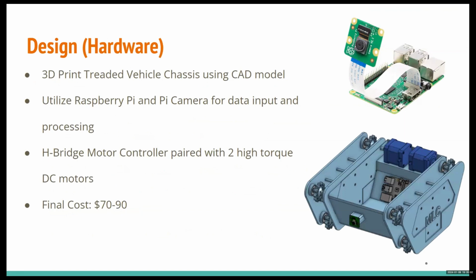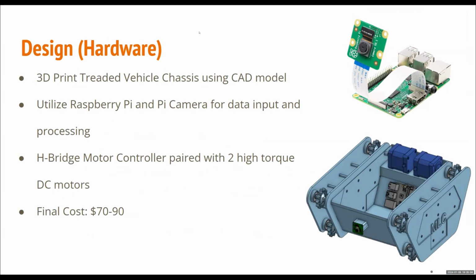Okay, so the current design that we have planned out for the hardware of this project is to use a treaded vehicle. So far we have CAD modeled our treaded vehicle chassis in a software called Onshape. And then we also plan on 3D printing this chassis out of a durable material such as nylon to make sure that it can survive different terrains and harsh environmental conditions.